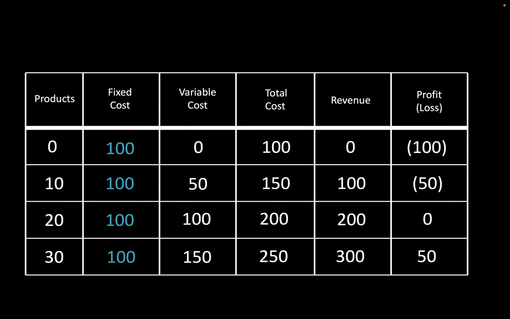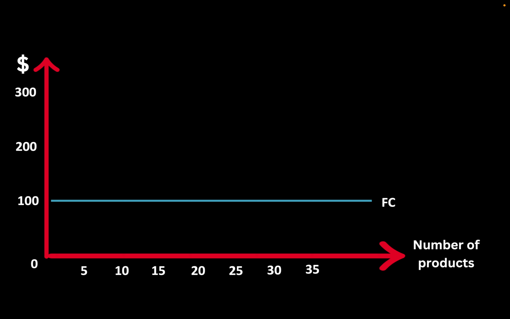So I'm going to start with fixed costs, and remember, it doesn't matter how many products I sell, my cost of renting the stall is 100, and so my fixed costs will always look like a horizontal line because they are fixed. Doesn't matter how many products I sell, fixed costs are going to be the same.